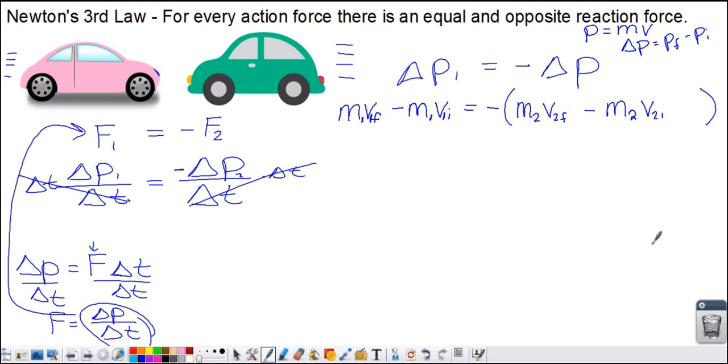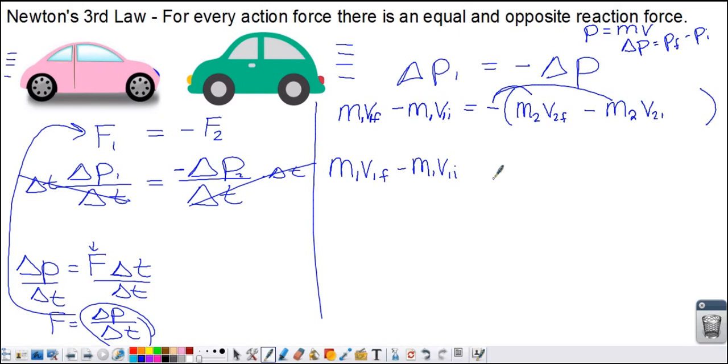I'm going to take this equation and distribute the negative. So the left side stays the same, mass of the first car times the final speed of the first car minus the mass of the first car times the initial speed of the first car is equal to, well, now I'm going to have negative mass of the second car times the final velocity of the second car, but plus the mass of the second car times the initial speed of the second car.